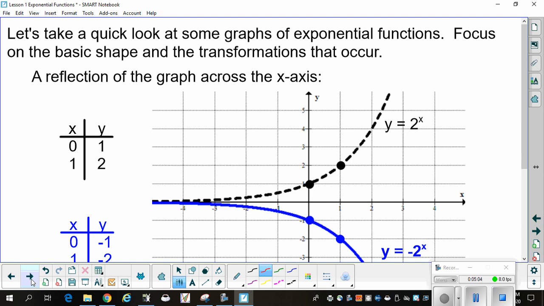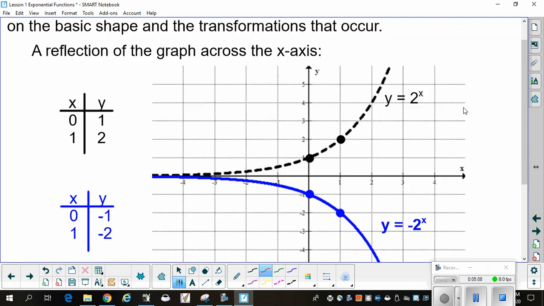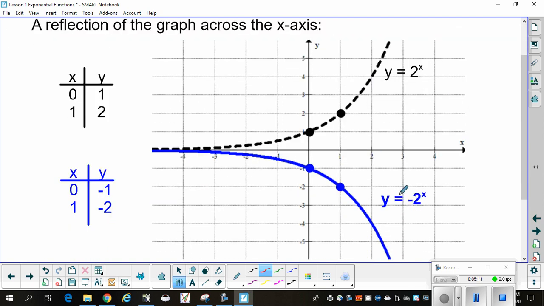If you remember the basic shape, then if I have y equals 2 to the x, and I want y equals negative 2 raised to the x, notice that's not in parentheses, that's negative 1 times 2 to the x. This is different from negative 2 in parentheses raised to the x. That's a different graph, so we're not doing that.